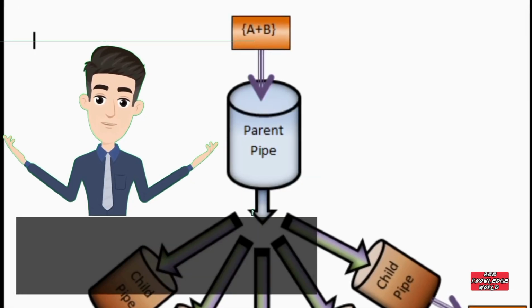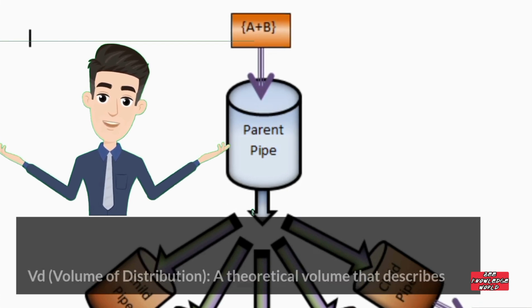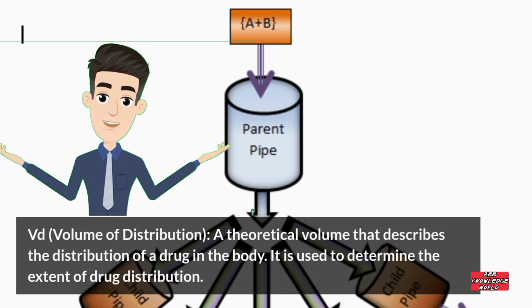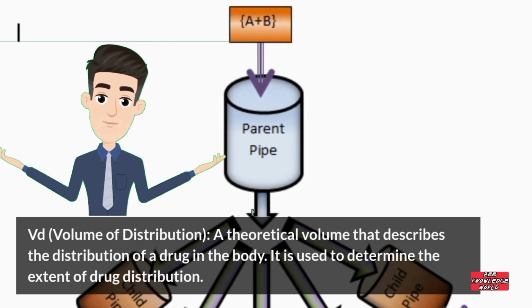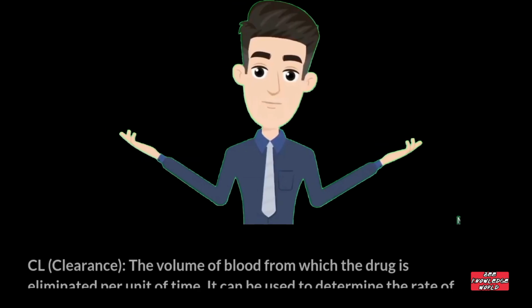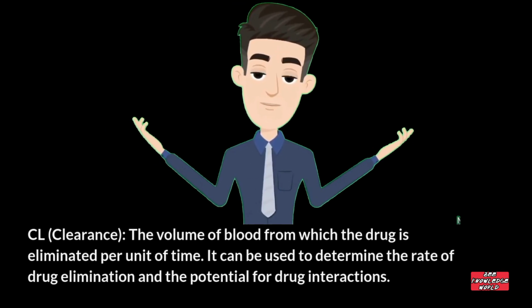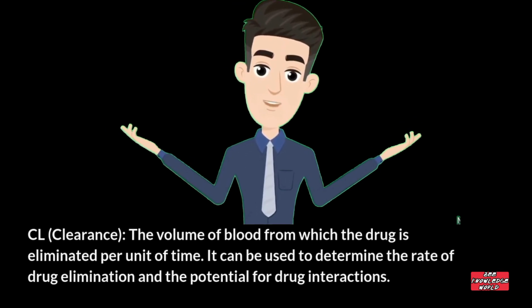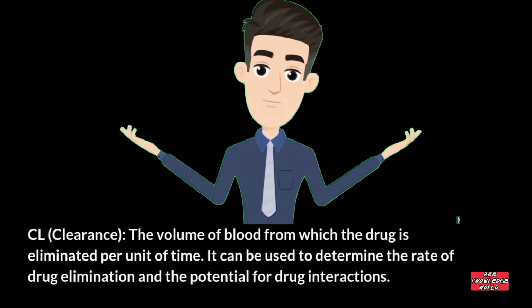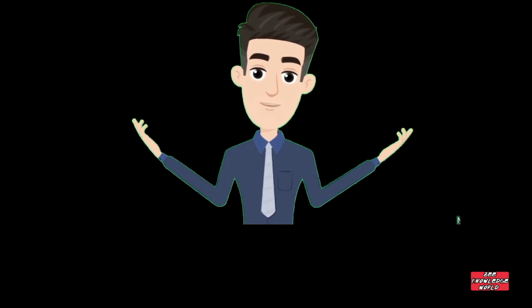VD, volume of distribution, a theoretical volume that describes the distribution of a drug in the body. It is used to determine the extent of drug distribution. CL, clearance, the volume of blood from which the drug is eliminated per unit of time. It can be used to determine the rate of drug elimination and the potential for drug interactions.